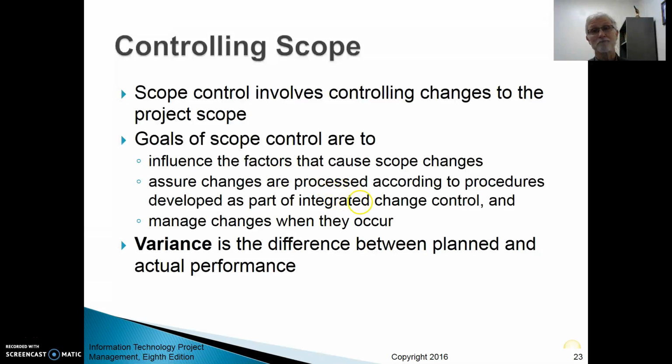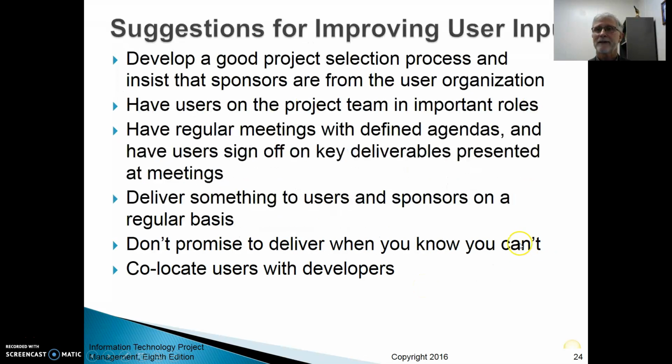Now, controlling the scope means I've defined the scope, we've agreed to it, and I've got to make sure that I'm controlling what changes are made, because changes to that scope can influence the project. So you just have to make sure that everybody agrees. Now, any variance in that scope is the difference between what you planned and what your actual performance is.